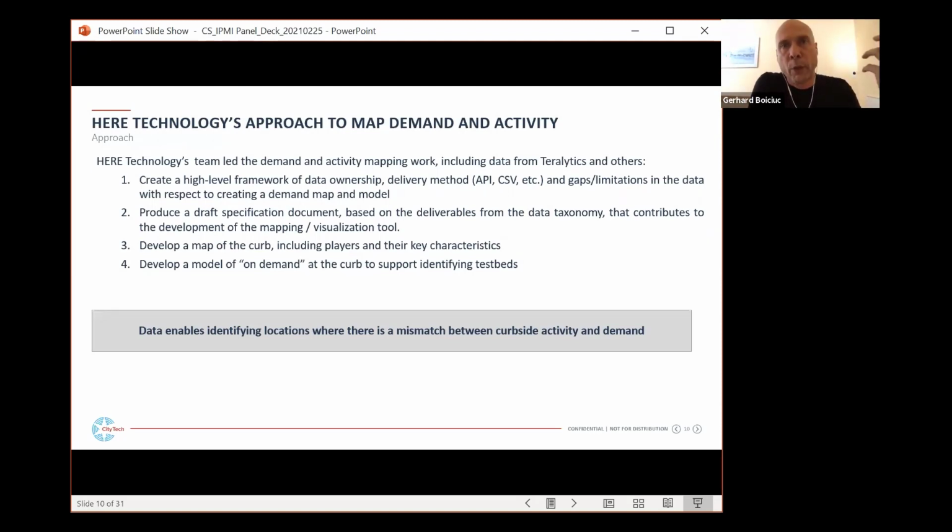And based on that, we created that demand model that enabled us to identify a mismatch between curbside activity and demand. And this was just another piece of the puzzle, if you will, that we ended up passing on to Jason, and Jason is going to dive into the modeling and pricing piece as a next step. And I think that's going to complete pretty much the journey of this phase 1 of the project. So Jason, over to you, sir.